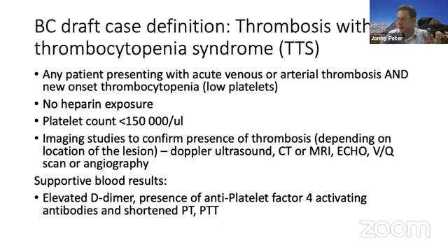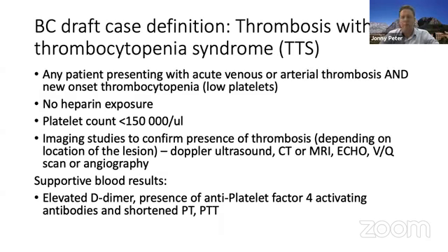And so in line with all those clinical features that we've seen, what they've shown here is that any patient with acute venous or arterial thrombosis and new onset thrombocytopenia, that's low platelets, with the count they've given, just for context for those that are not familiar with this, a normal platelet count would be above 200, 250, up to 400, and so less than 150 clearly puts you in a low platelet category. And then patients need to have imaging studies to confirm the presence of thrombosis.